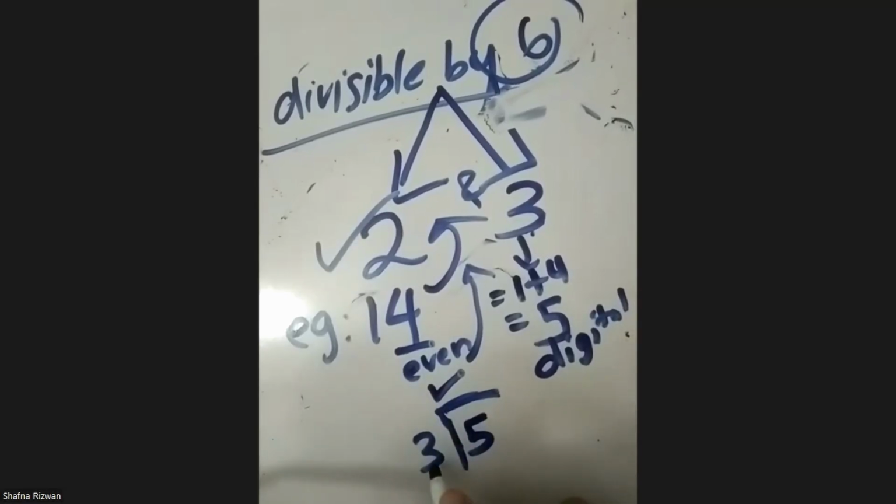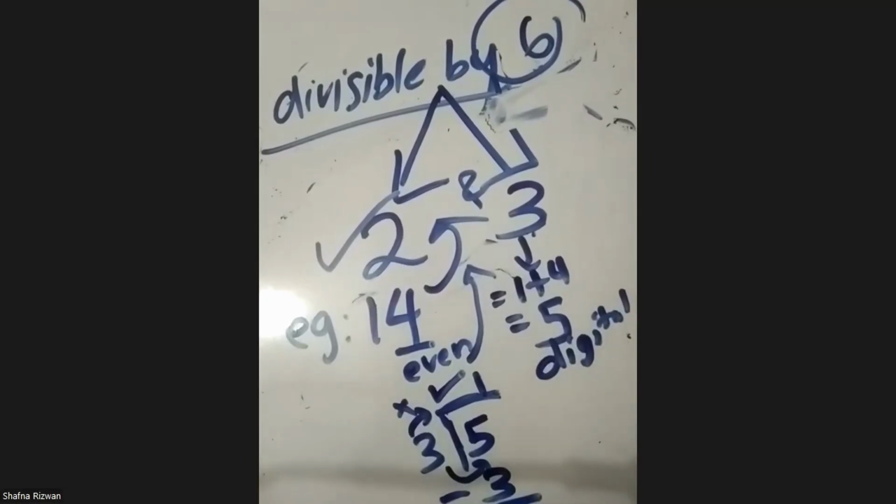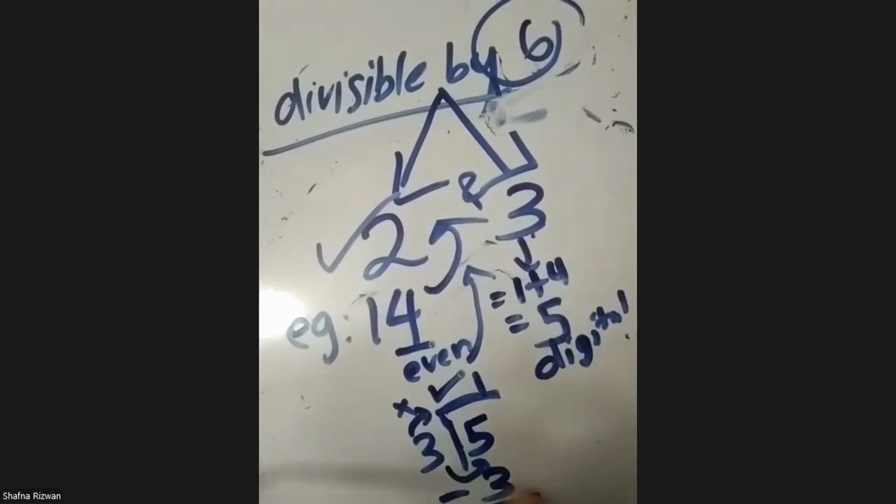So, do you have 3 inside 5? Yes. How many times? Once. Then 3 multiplied by 1 is how much? 3. 5 minus 3 is how much? It is becoming 2. Okay, when it becomes 2, what can you do?